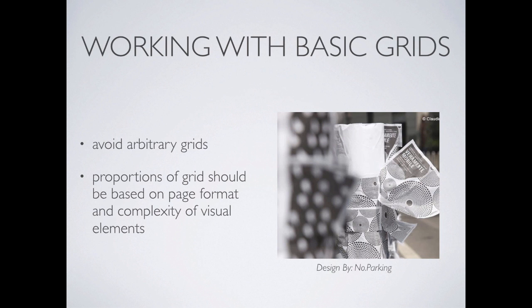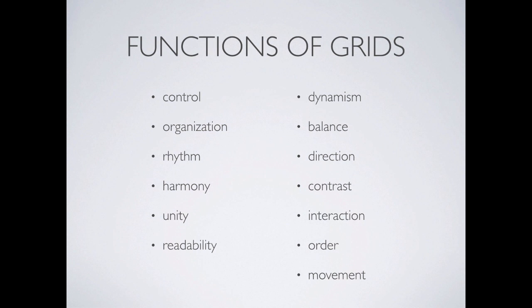Okay, so we don't want to just establish some kind of an arbitrary grid. We don't want to just slap a grid on without any context of what we're trying to use it for in the grand scheme of what's the content going on the page. So instead, we're going to determine the proportions of the grid, how big these grid modules should be, based on the page format and the complexity of the visual elements that we're trying to show on our particular page. So depending on what we're showing, we're going to use those to our advantage.